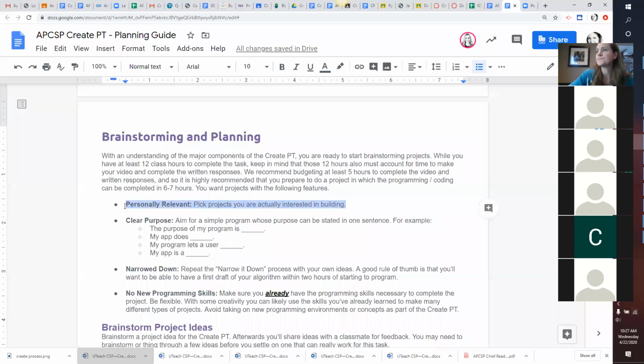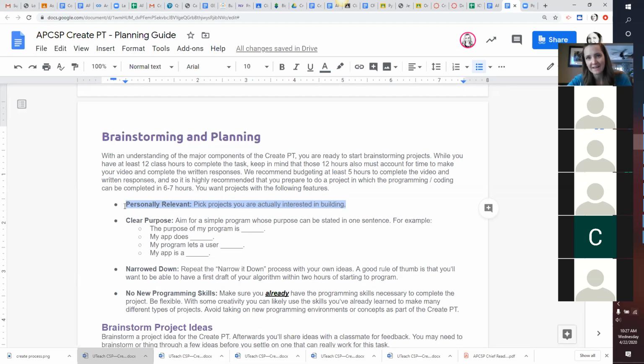So if you're like, well, I'm super interested in astrophysics. I don't know how to write an app for astrophysics. Okay, that might be kind of a stretch. But what about a game that taught somebody about astrophysics? That's not a stretch. That's your passion. It's something you know a lot about. Turn it into a game. Make it super interesting.